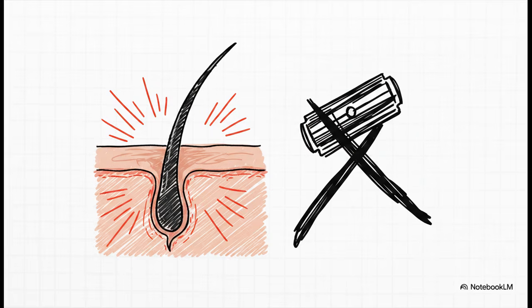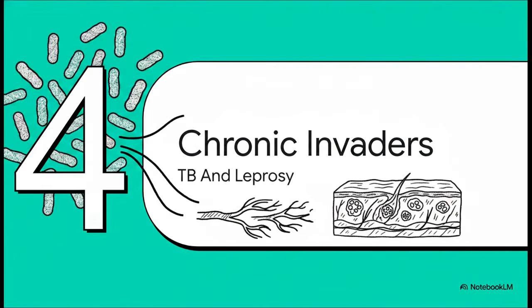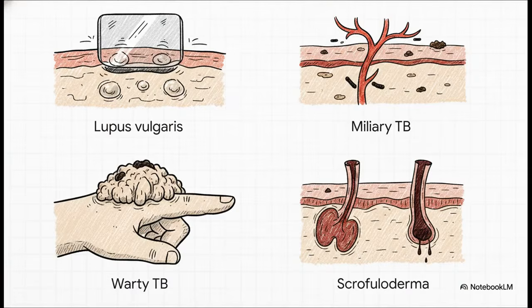Shifting gears completely away from the acute stuff. Section 4, Chronic Invaders, TB and Leprosy. So tuberculosis, right? We always think lungs, but TB can create these wild, completely different manifestations on the skin, and it is heavily dependent on how the patient's immune system is reacting.